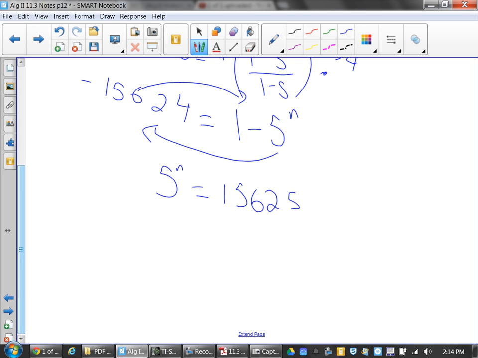Okay, now this is where something new is going to happen. Let me put this in terms of something that's a little easier to look at. What's 2 squared? 4. What's 2 cubed? 8. 2 to what power is 16?